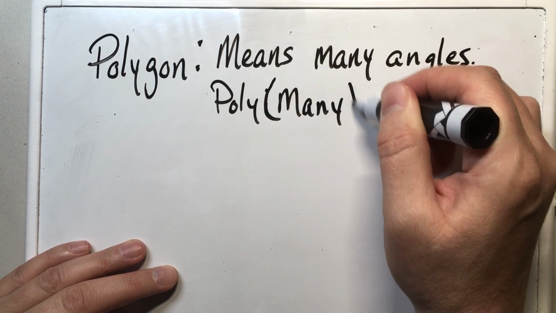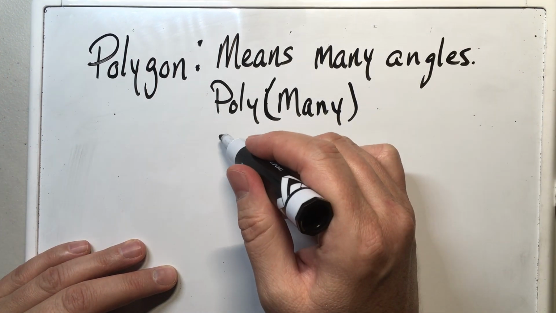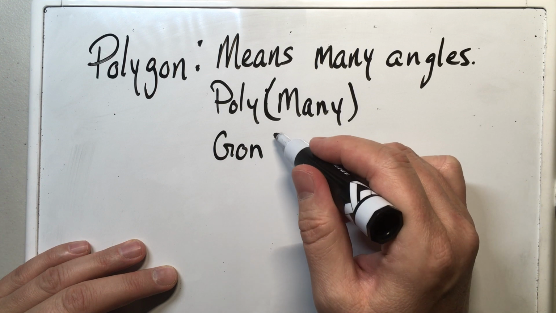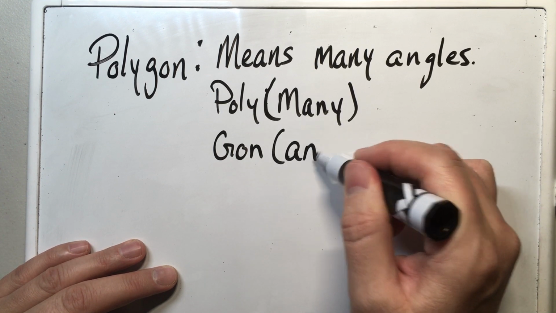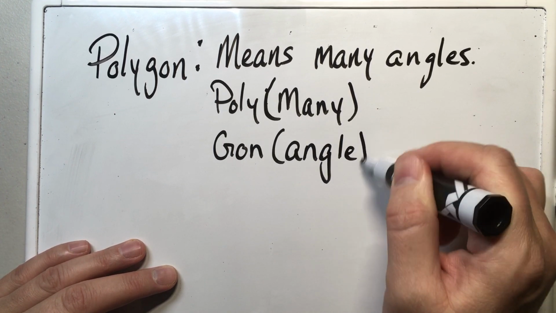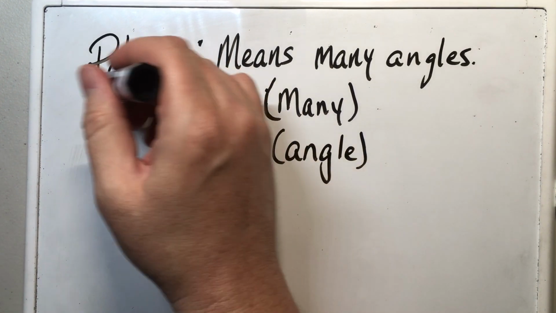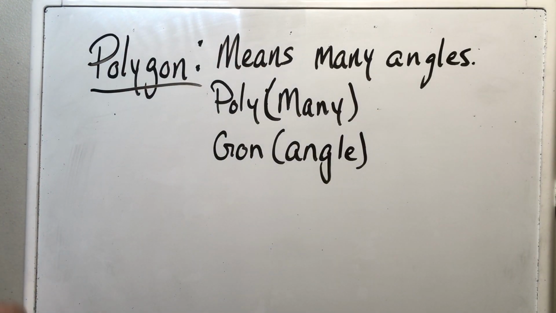Go like this instead. Okay, and "gon" means angles, or yeah, angle, whatever. Okay? Shapes that have many angles are called polygons.